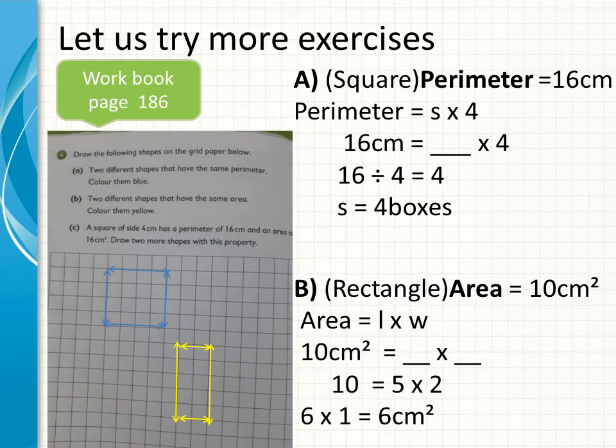So students, let's try one more exercise. Workbook, page 186. It says, draw the following shapes on the grid paper below. We're going to try A, B, and I'll tell you what to do on C. A says, draw two different shapes that have the same perimeter and color them blue. I'll draw one shape and you draw the other one.